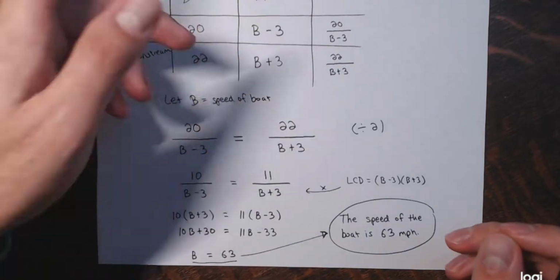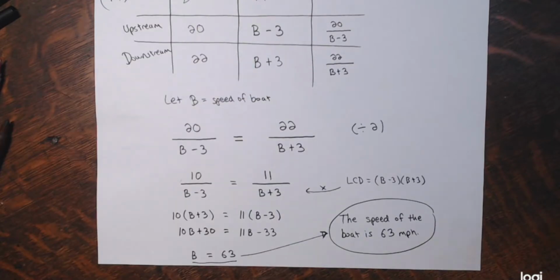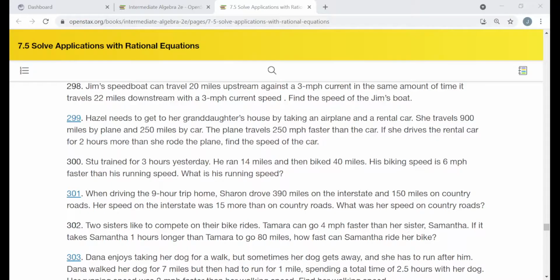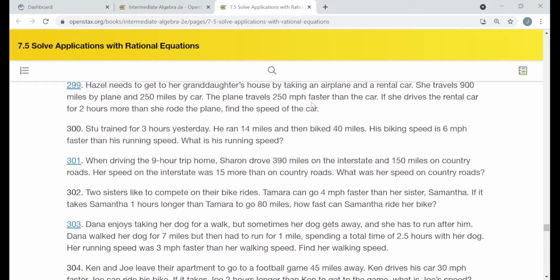Great, and please double check that back in the thing, make sure it makes sense that all the distances are equal to their rates times their times. Okay, so that was example 14, exercise 298. Now, next example, 15, will be exercise 299.